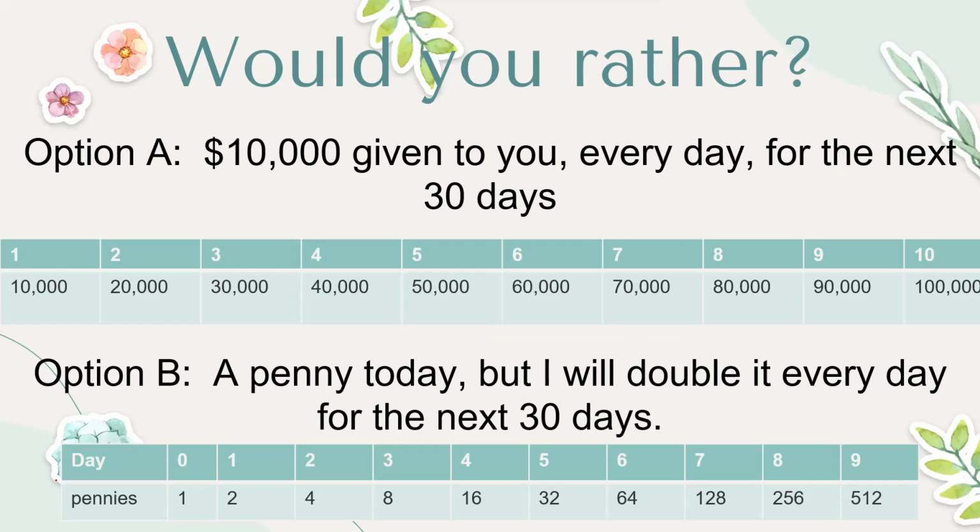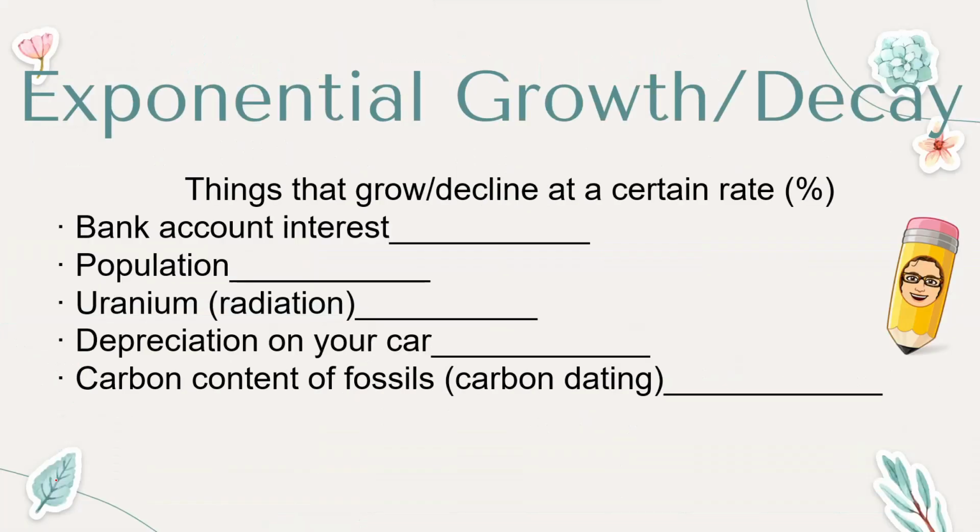Even though it doesn't look like a lot to start with, it is growing at an exponential rate, which means that it is multiplying by itself, which means you're going to get a lot more money than you ever thought possible than that $10,000. So let's talk about exponential growth and decay.